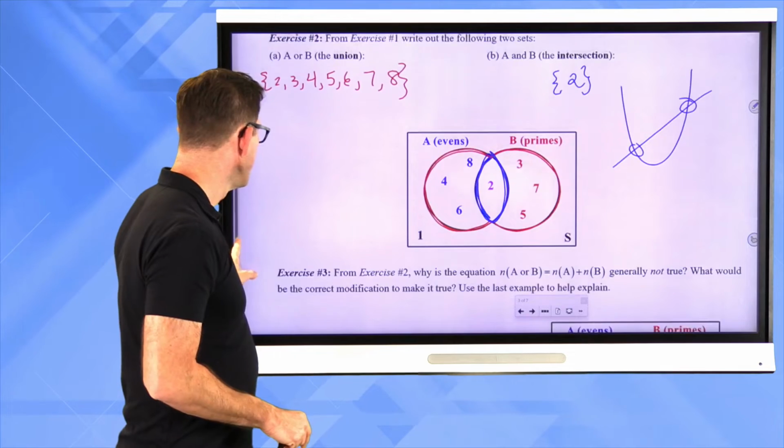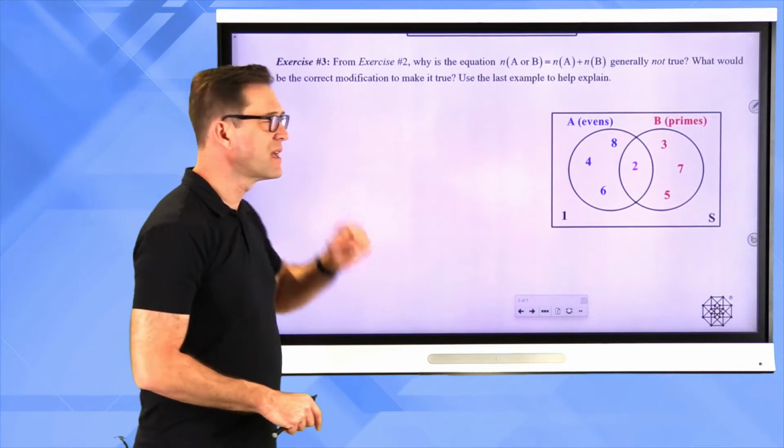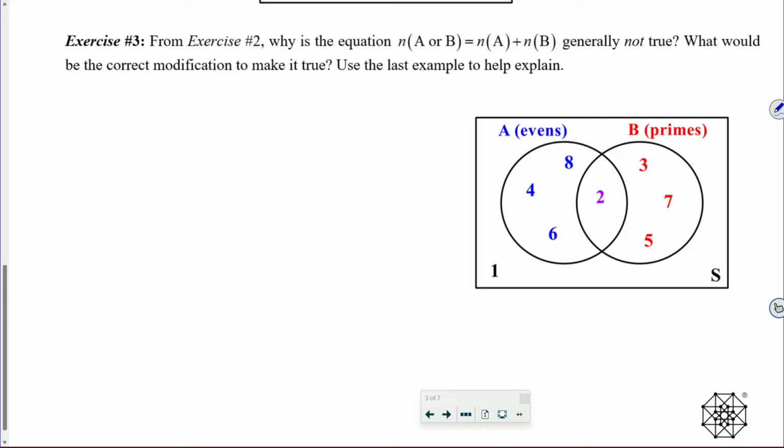All right. Now, very important, let's take a look at exercise number 3. From exercise number 2, why is the equation n of A or B, in other words, the number of elements in the union, equal to n of A, the number of elements in A, plus the n of B, generally not true? What would be the correct modification to make it true? Use the last example to help explain.